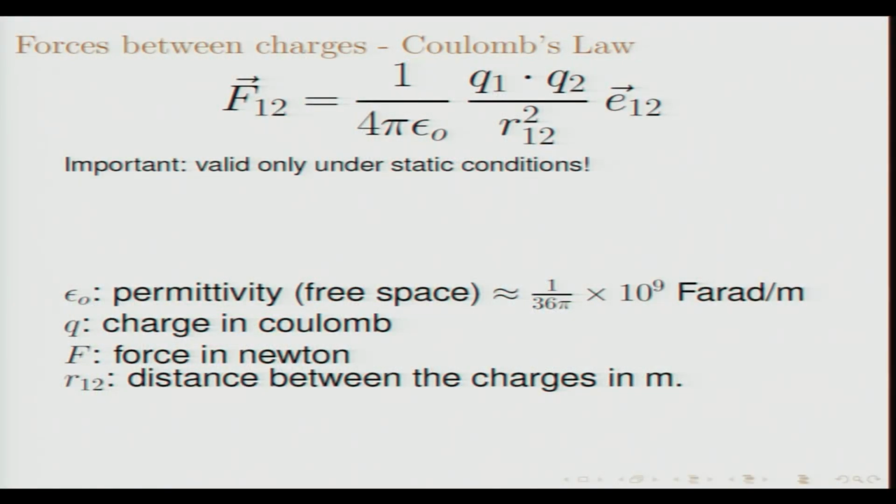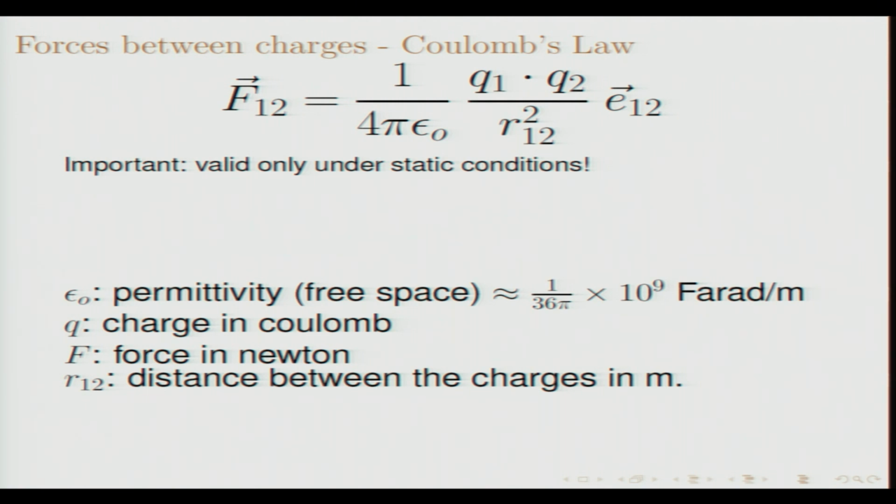And all of us know that the first law which we learn in electromagnetism is Coulomb's law. Coulomb's law states that the force between two charges is equal to 1 by 4 pi epsilon naught, q1 q2 by r12 square, and this force is of course a vector. The important thing which you should remember is that this force law is valid only under static conditions, that is, where all the charges are steady, everything is in steady state.